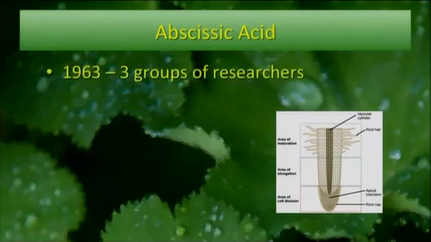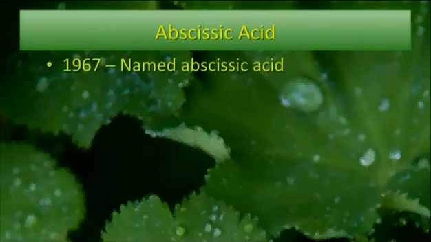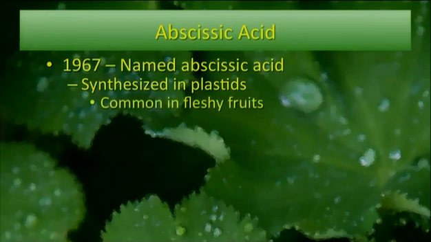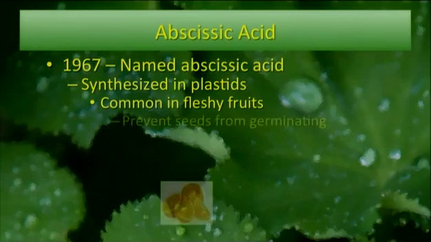In 1963, three groups of researchers in the USA, in Great Britain, and in New Zealand isolated a compound, and they named it abscisic acid in 1967. They synthesize it in plastids. You remember what plastids are? Plastids are like the chloroplasts, the leucoplasts, the chromoplasts. They're common in fleshy fruits, right?